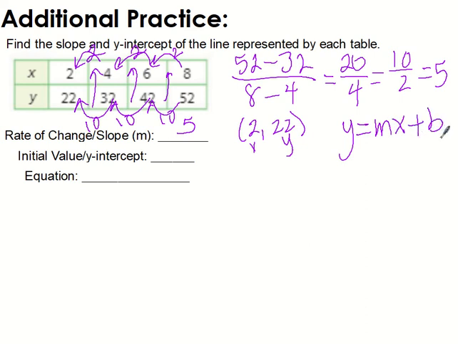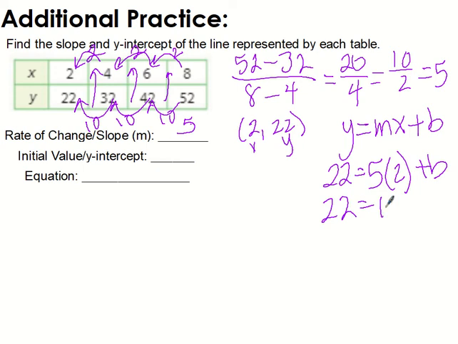And so y is 22, m is 5, x is 2, and we don't know b. So we put it back in. So 22 equals 10 plus b. Remember, one-step equation, inverse operations, take away 10, and we get 12 equals b.